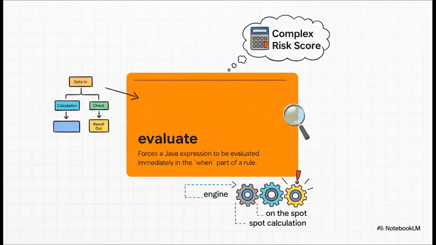Now this is important. Evaluate basically tells the rule engine, stop, calculate this thing right now. Think about a complex risk score. Normally, a rule only reruns when the data changes, but evaluate forces that calculation on the spot, which is critical when the result of the calculation is the condition you care about.